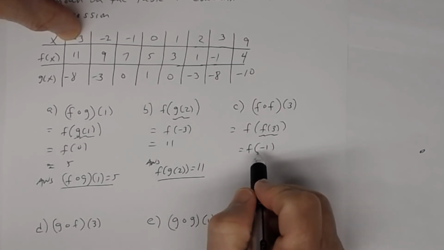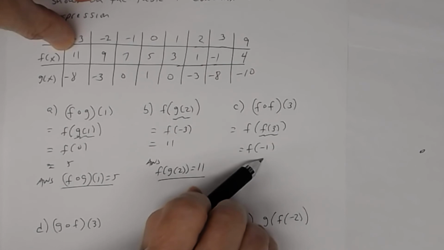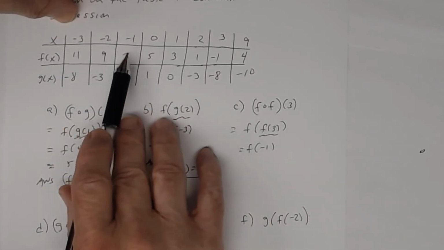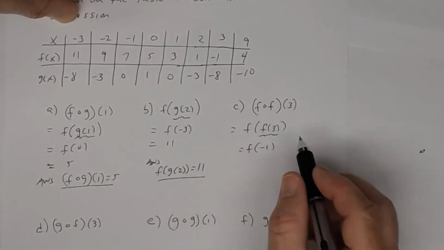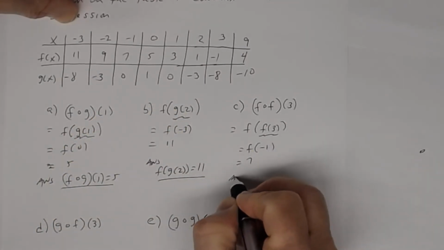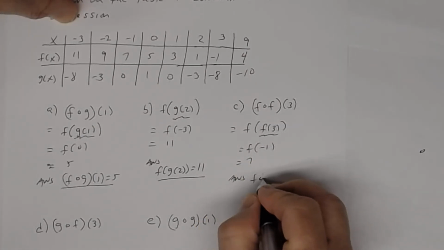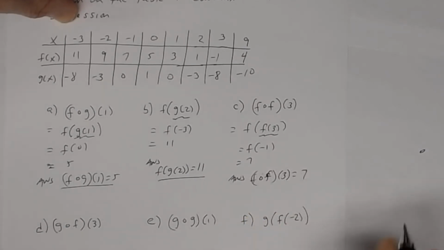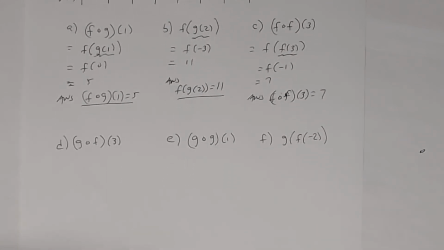Now to find this, I go to my function f again, and this time x is negative 1. So here's where x is negative 1. My y value is 7. F of negative 1 is 7. All right, and so therefore your answer, so this equals this. So f composed with f at 3 equals 7. All right, not difficult at all. It's a very simple process.